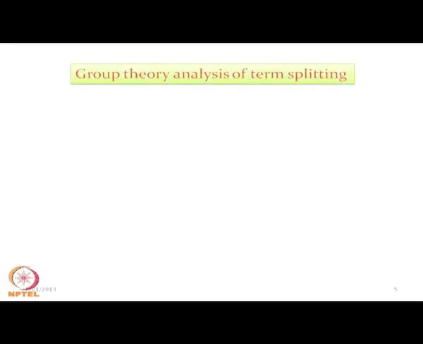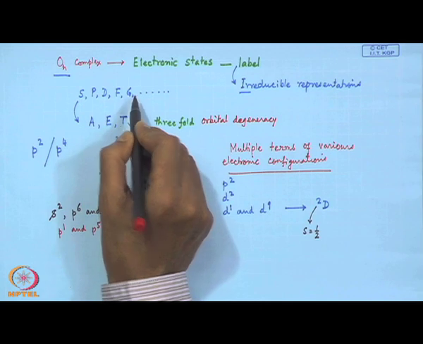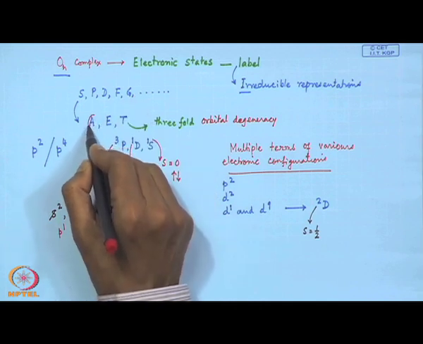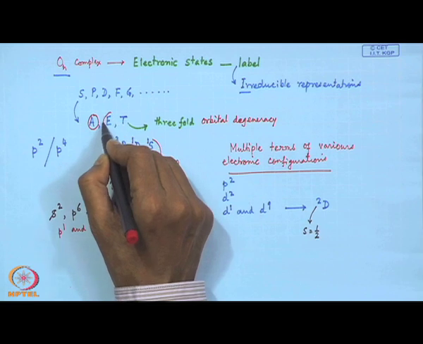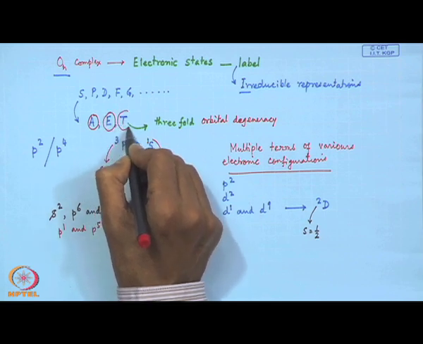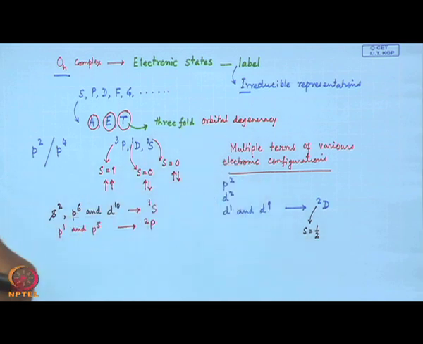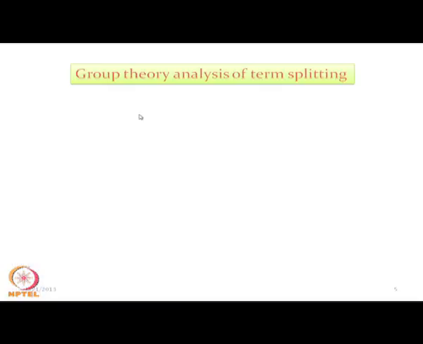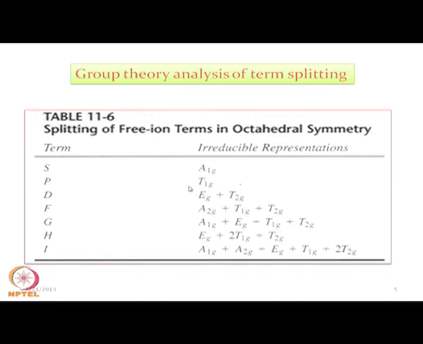So, we can have the corresponding group theoretical analysis of term splitting, because we get those terms, but we cannot have the corresponding terminology for them. When we have S, P, D, F and G, under the crystal field we have the A term, the E term and the T term. These are the corresponding split terms in the crystal field.